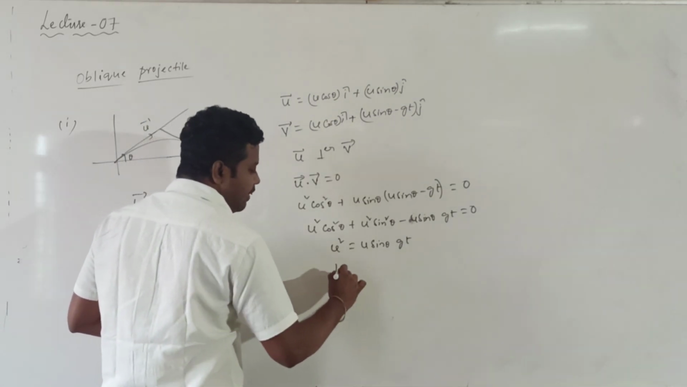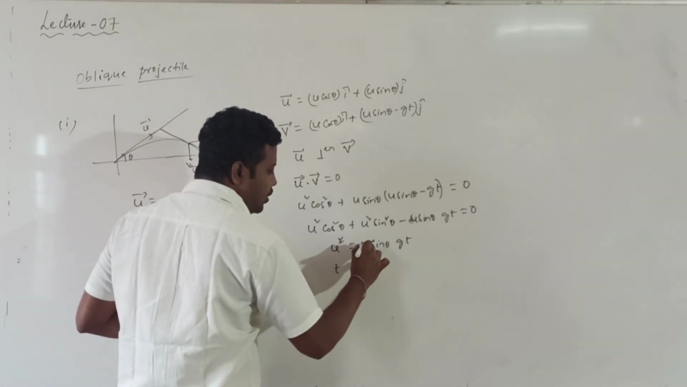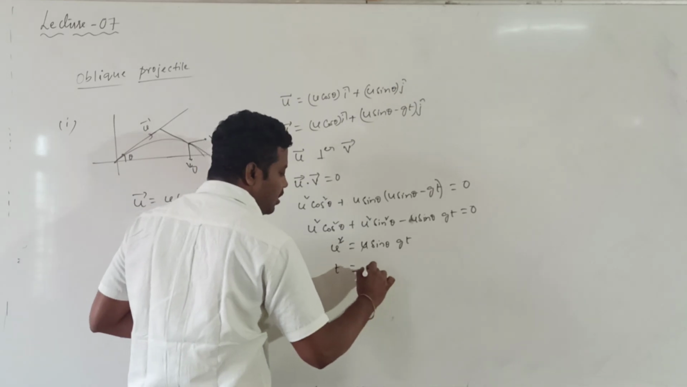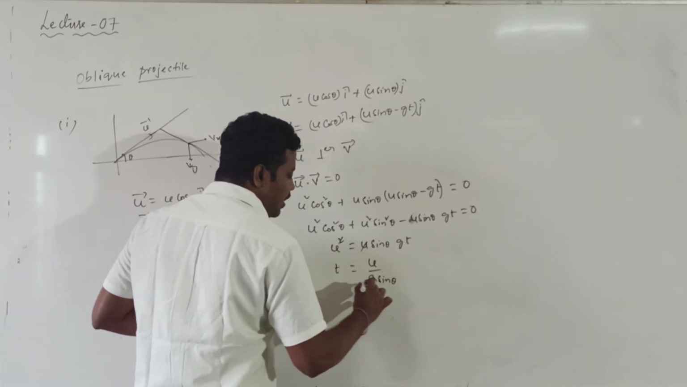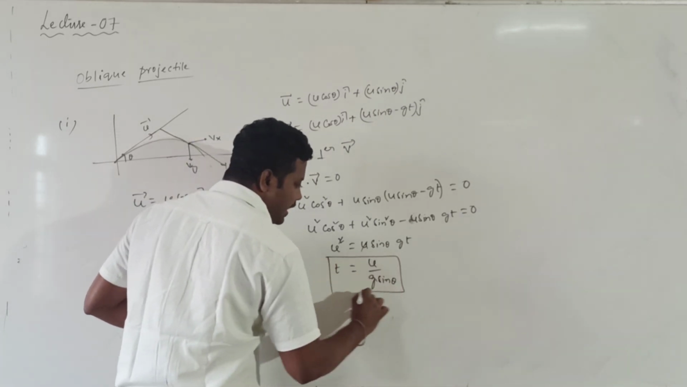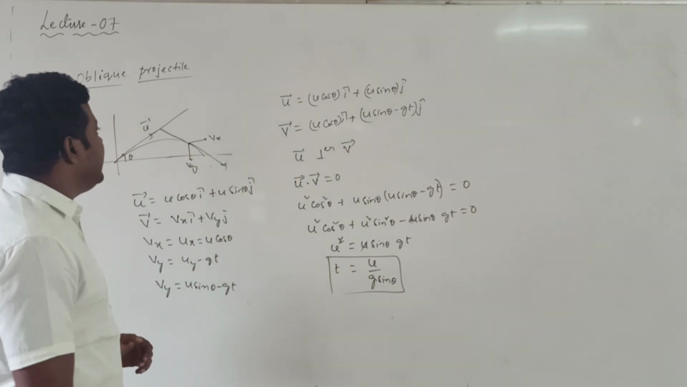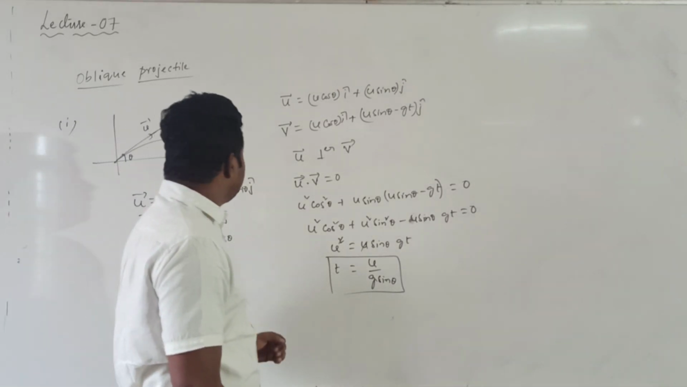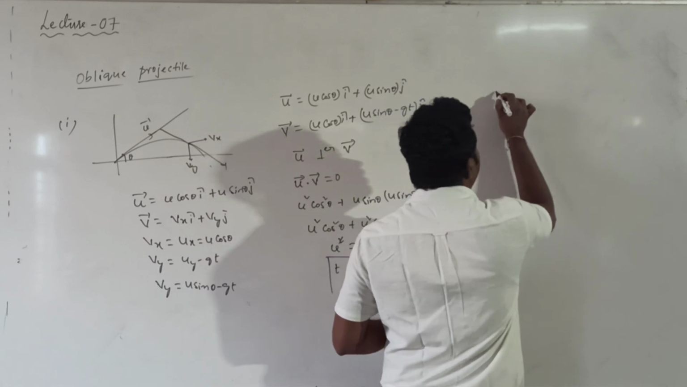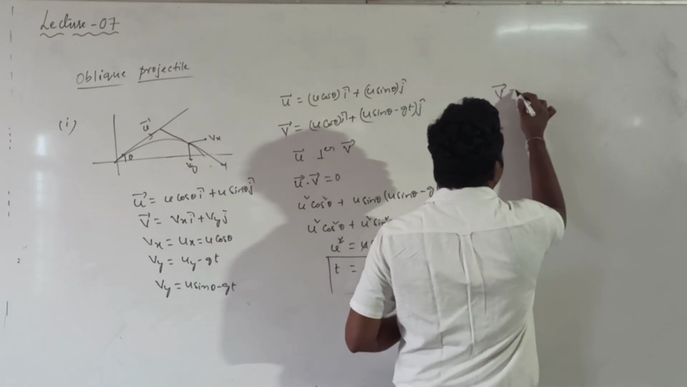Then what will I get for the t value? u cancels, so t is equal to u divided by g sin theta. What is this t? t is the time after which the velocity is perpendicular to the initial velocity. Now, what is the magnitude of that velocity which is perpendicular to the initial velocity?